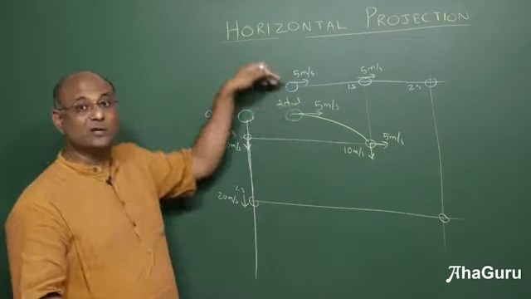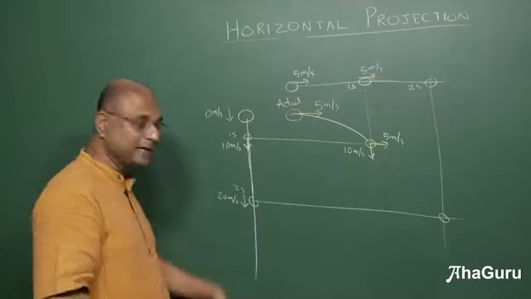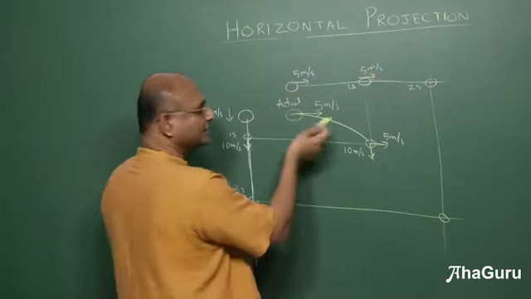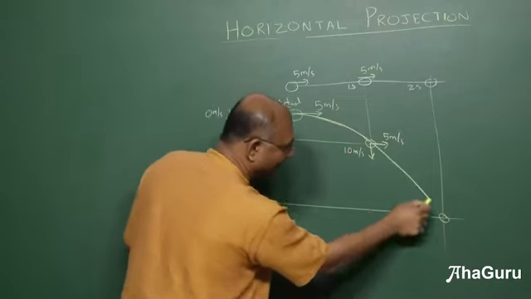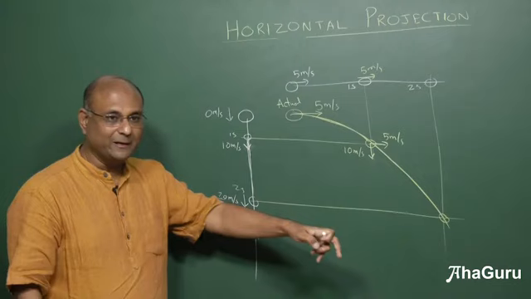This one is the horizontal ghost ball. This is the vertical ghost ball. Ghost is just to say that these are not real balls. So this is the real ball, and this is how it is moving. Can you see what's happening?